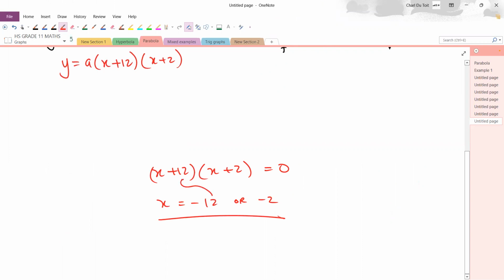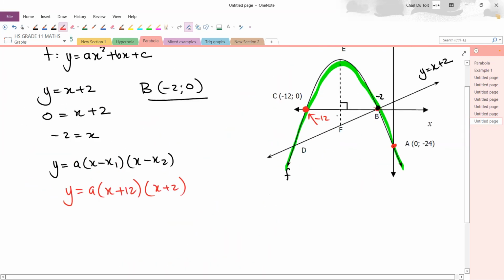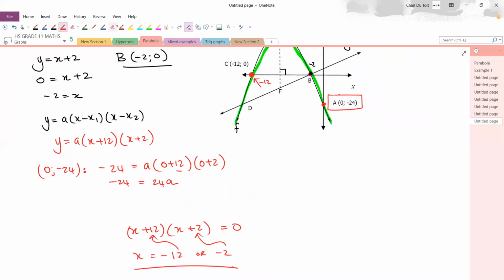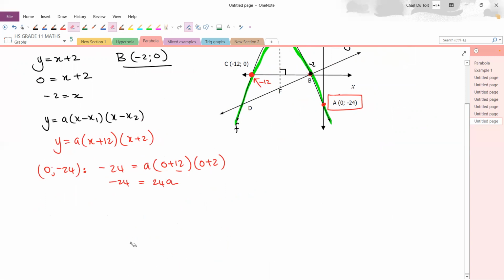Mhm. So I'm just putting those back into the equation, really. I'm taking those x values and putting them back into the equation. And now I've got another coordinate, which I can actually put in there: 0 and -24. That's the method. So -24 equals a(0 plus 12)(0 plus 2). 12 times 2 is 24, and then a. So a is -1.